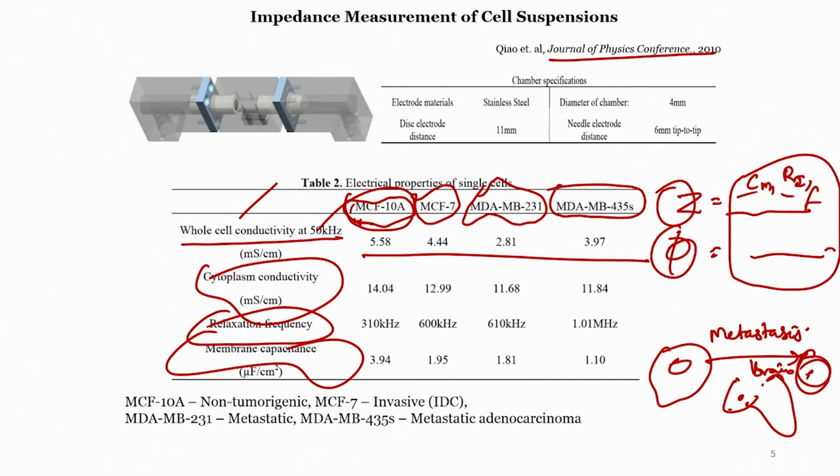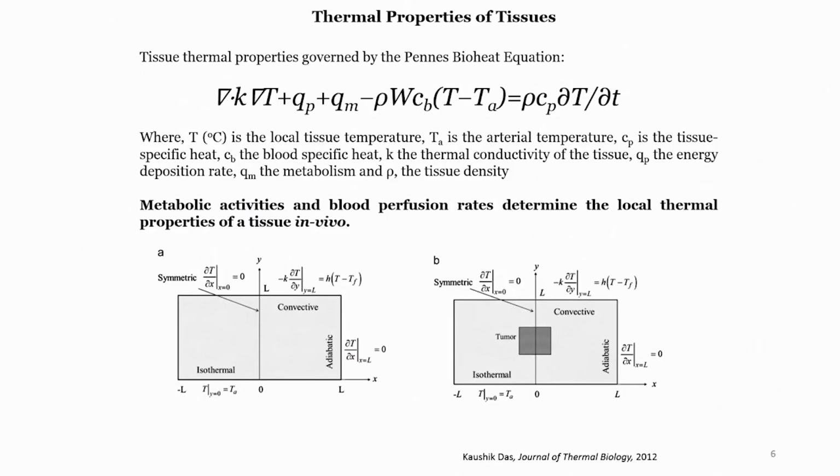These are different interesting aspects of impedance measurement of cells and cell suspensions, and I think we have covered them quite extensively, so that you can get an intuitive understanding about how these things are measured and how they come to be. Next we will go to the thermal properties of tissues.